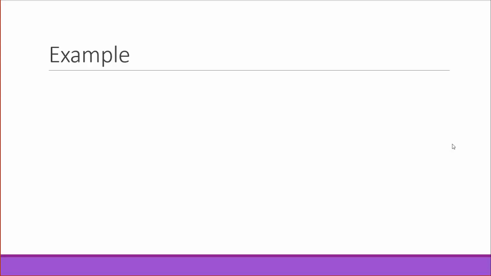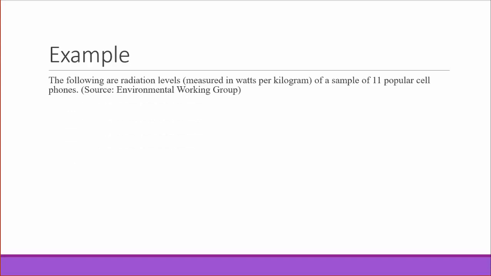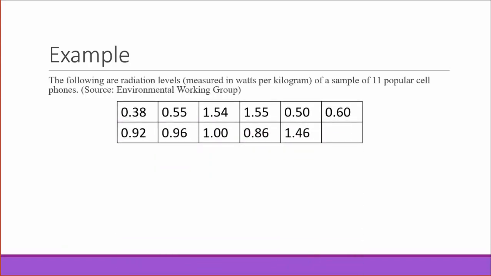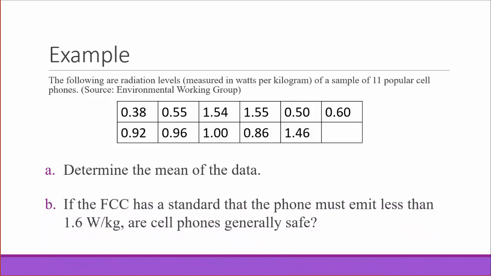So let's try an example where we compute the sample mean and do an interpretation here. So how about this? The following radiation levels, measured in watts per kilogram, of a sample of 11 popular cell phones is shown. There it is. All right, so we have a couple of things we want to do here. First, determine the mean of the data. And second, if the FCC, the Federal Communications Commission, has a standard that the phone must emit less than 1.6 watts per kilogram, are cell phones generally safe?